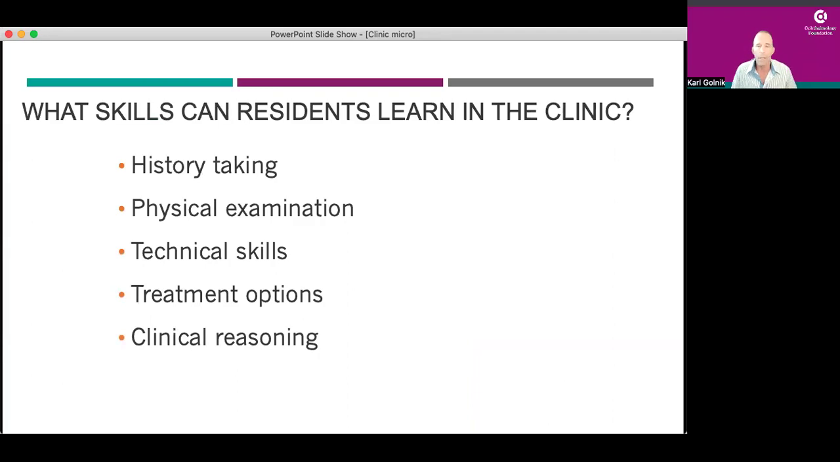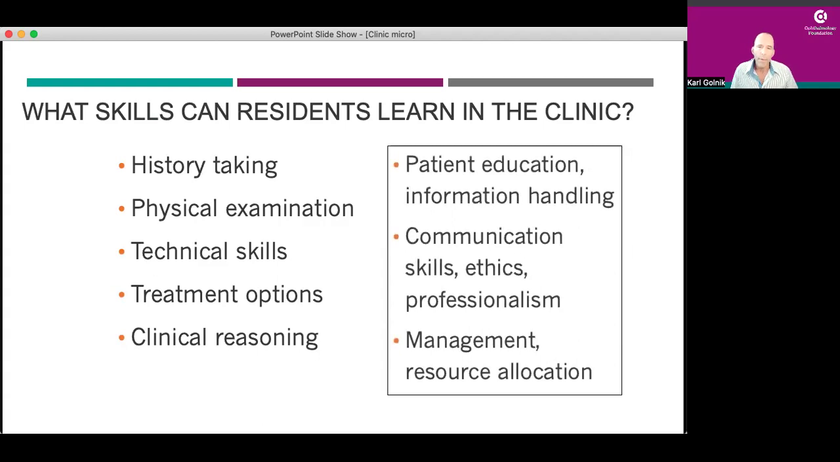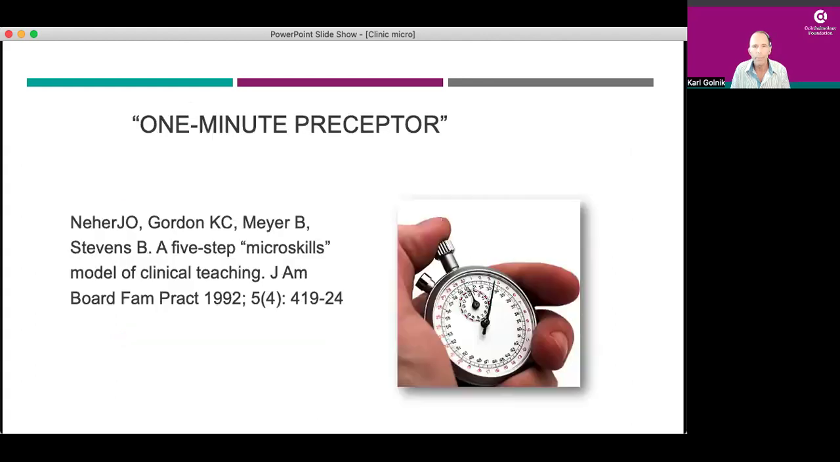There are a lot of skills that can be learned in the clinic by residents. History taking, physical exam, et cetera, are things we think of routinely, but there are a lot of other things that can be learned too: patient education, how information is handled, communication, professionalism, resource allocation, et cetera. So how do we do this?